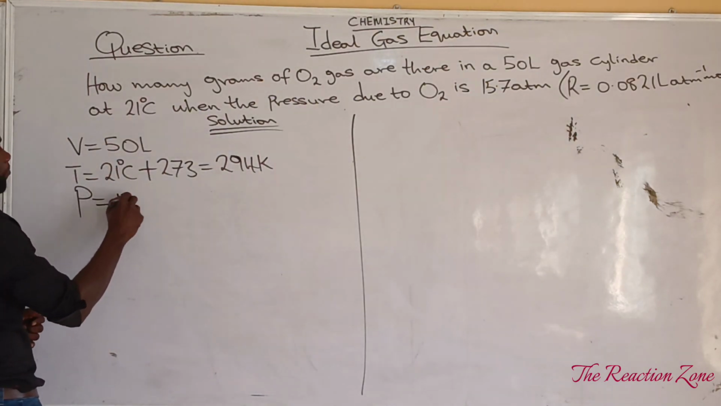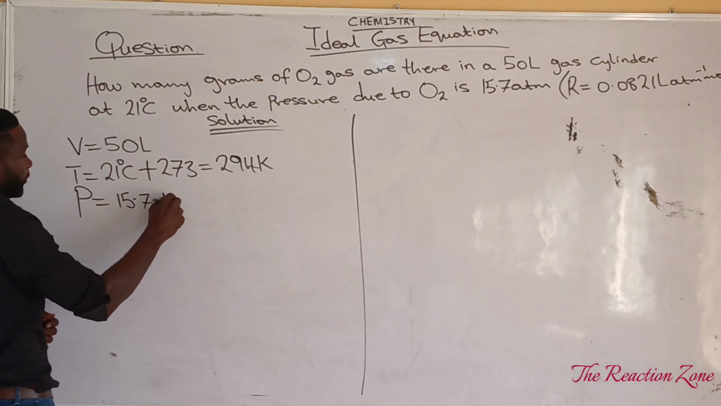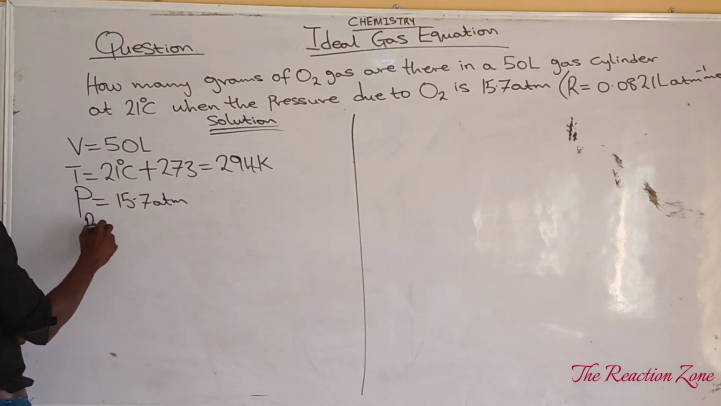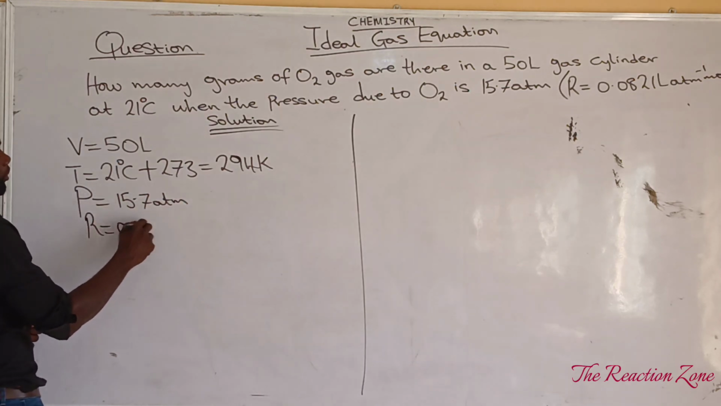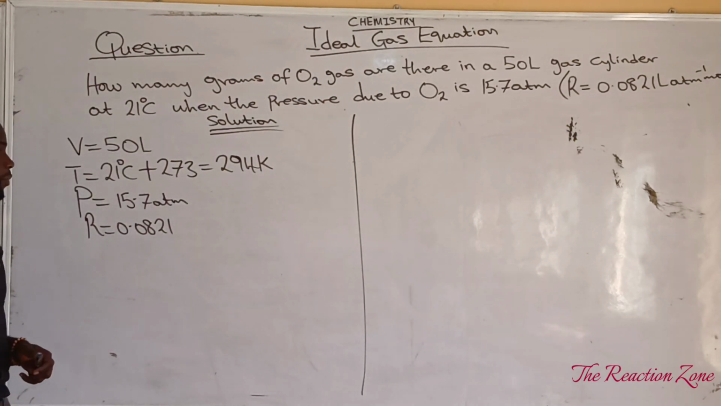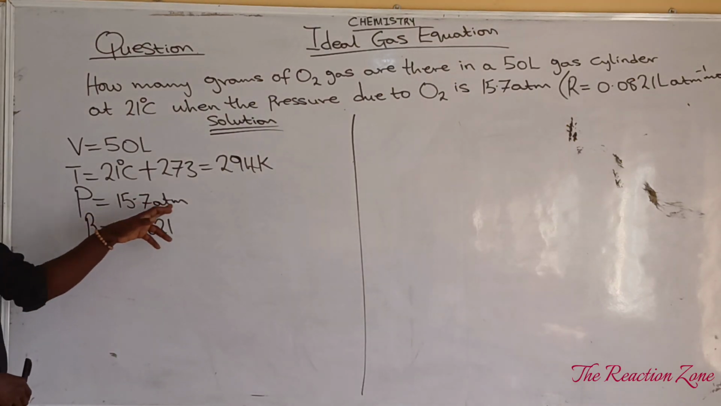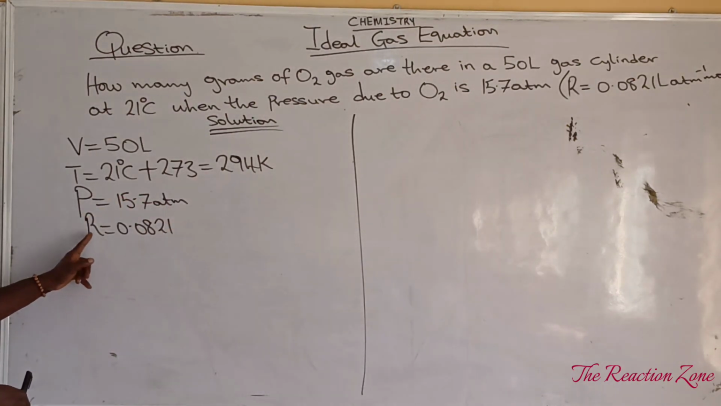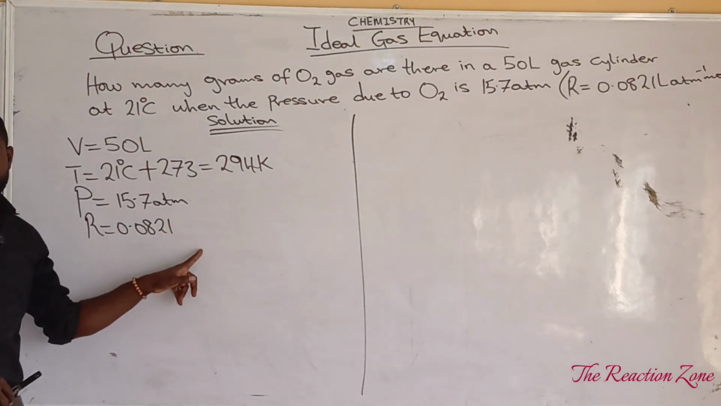Pressure is 15.7 atmospheres. And the molar gas constant R is 0.0821. It is also important for us to know that if pressure is in atmosphere, then the value of the molar gas constant will be 0.0821.